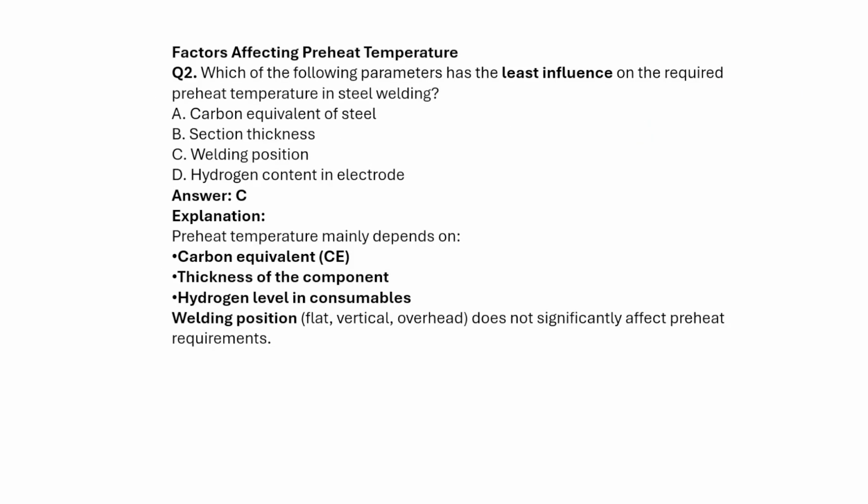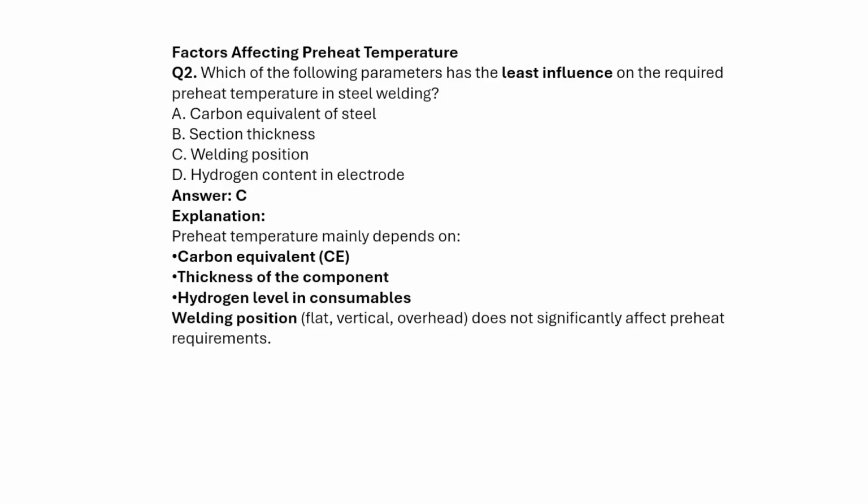Okay. So next is, which of the following parameters has the least influence on the required preheat temperature in steel welding? So which has the least influence on the preheat requirement? First is the carbon content, the carbon equivalent in the steel. Does the carbon content affect it? Yes, because if the carbon content is higher, we have to provide more heat input to prevent hardening, because of hardenability.